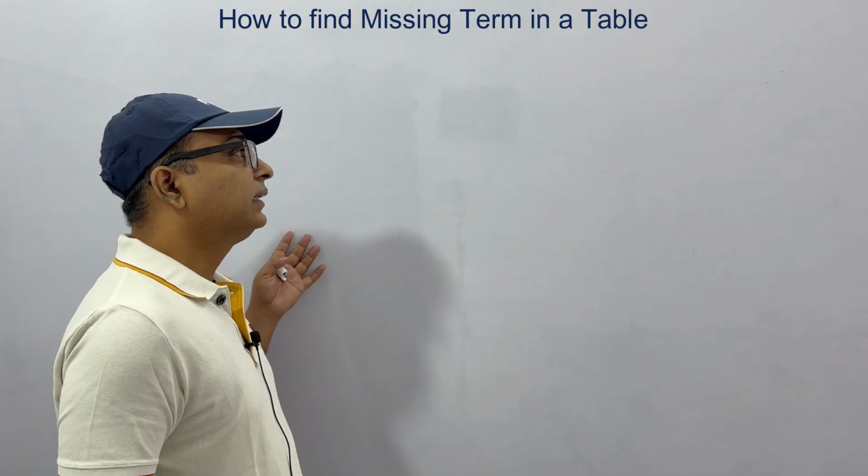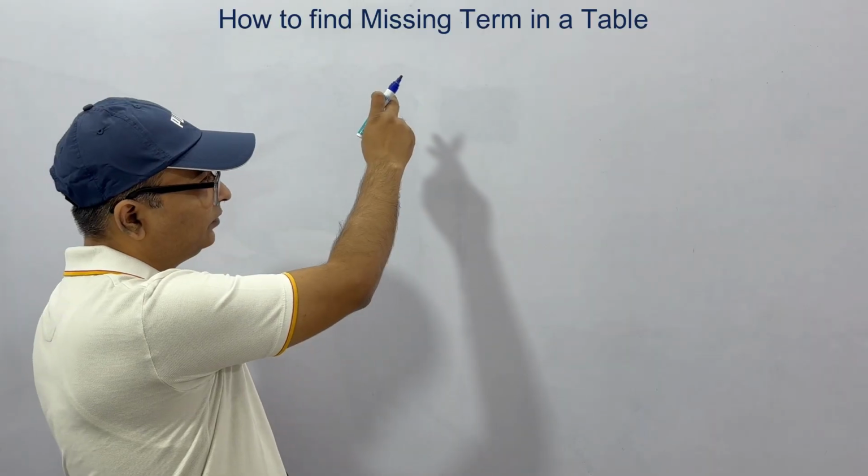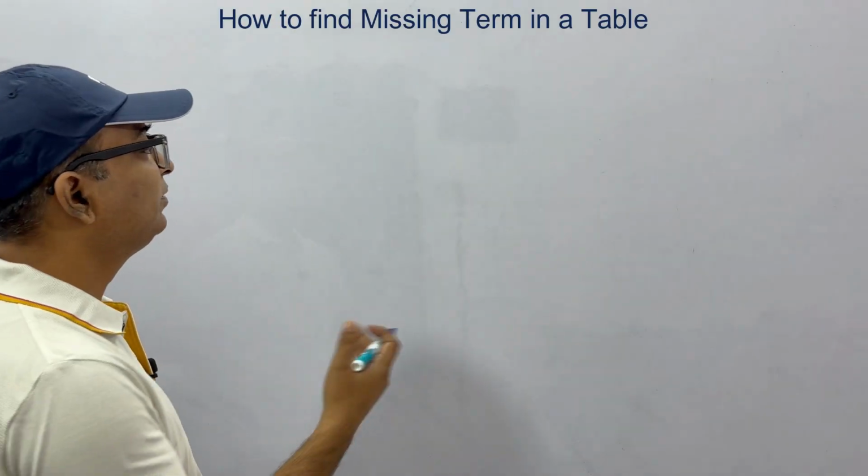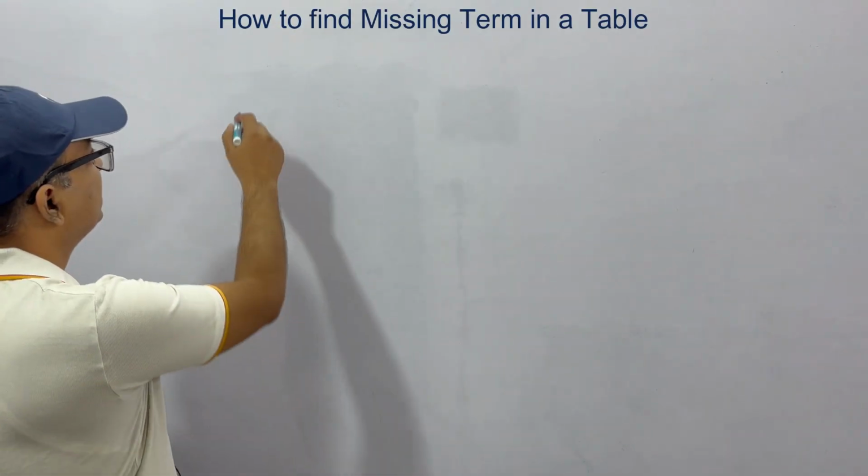Now we'll understand how to find missing terms in a table. If we have x and we have the value of y for x, and if we have one or two or more missing terms, how can we find those values? You understand what I'm saying?